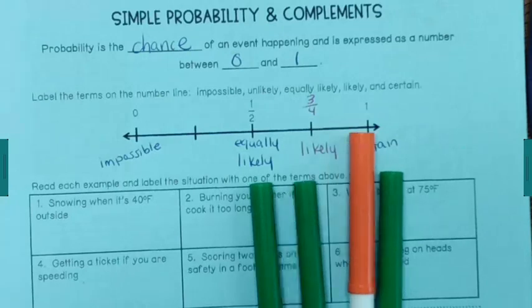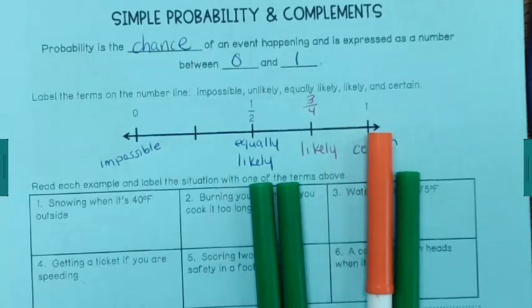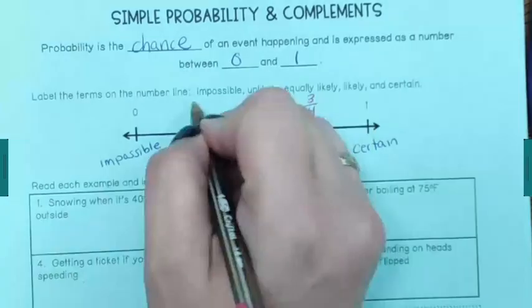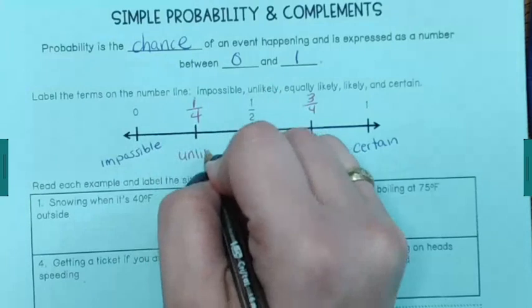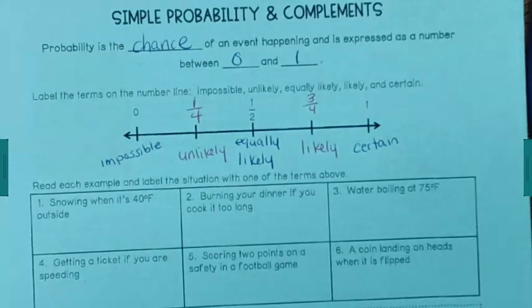What are the chances of me getting an orange marker? Unlikely. Good. 1/4. Unlikely.